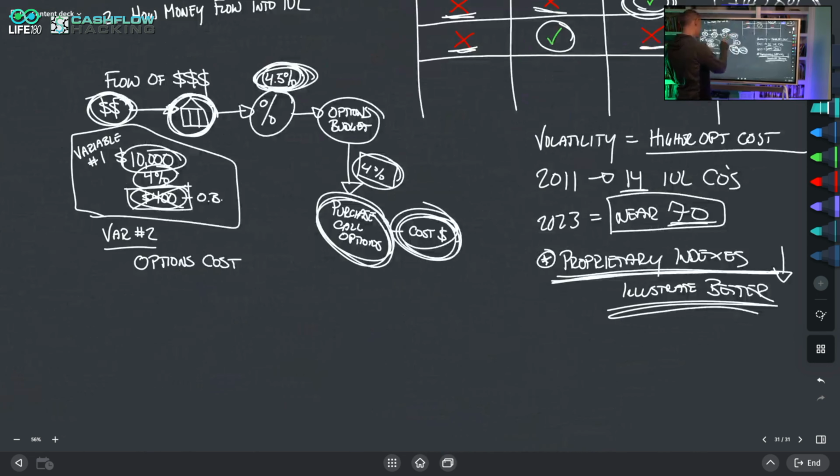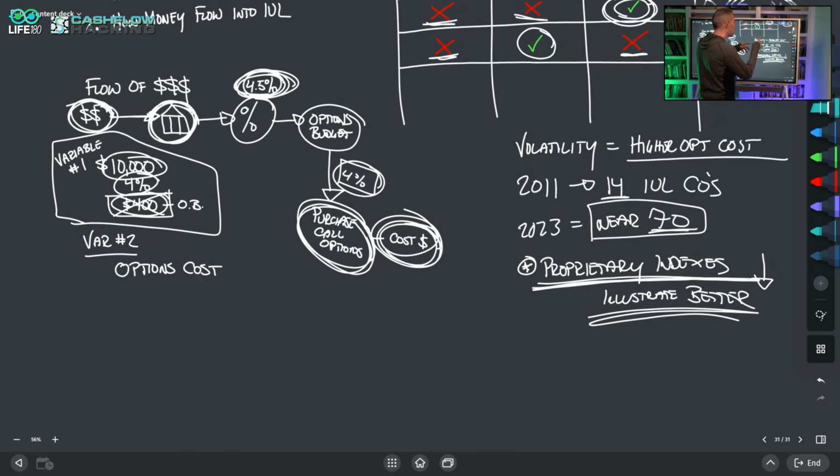No, they're not doing that. They're simply doing that because the only determination that drives the performance of this has nothing to do with, does the S&P earn 20%? Does it earn 15%? No, it has all to do with what's the options budget, right here, and what's the options cost.